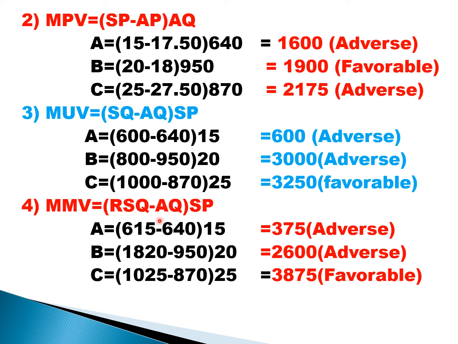Material mix variance formula: RSQ, revised standard quantity, minus actual quantity into standard price. Apply the formula, you get minus 375, minus 2600 and you get plus 3875.